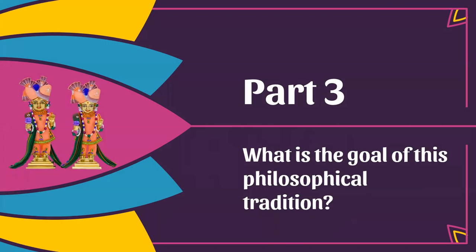Now, what is the goal of this philosophical tradition? What is the underlying goal? What do aspirants seek to get out of this tradition? Well, in Hinduism, simply it's the concept of moksha. Moksha means liberation from the cycles of births and deaths that we have been going through for many, many years now.